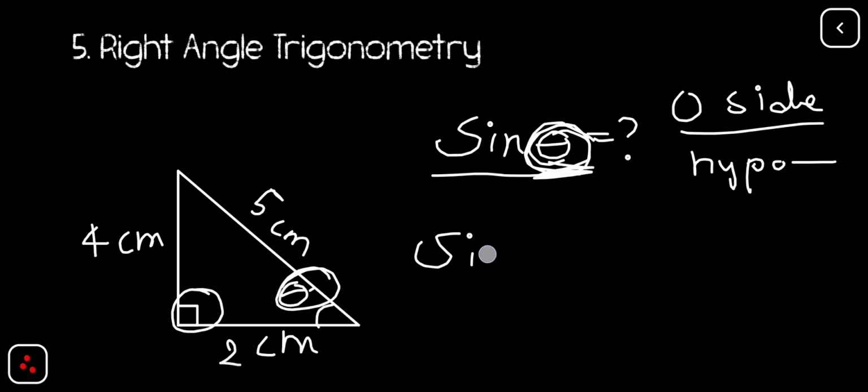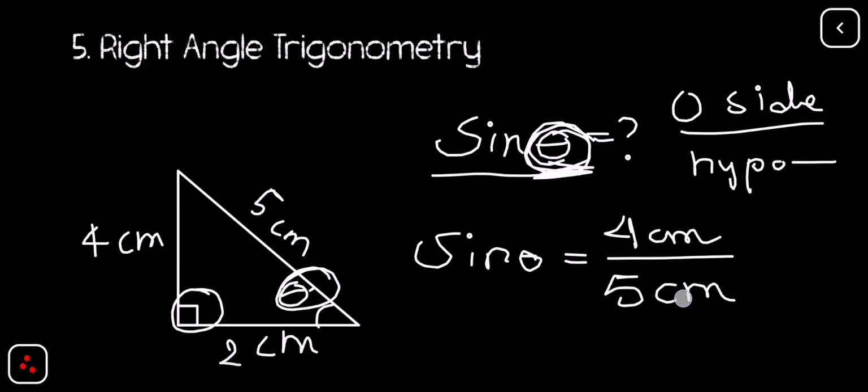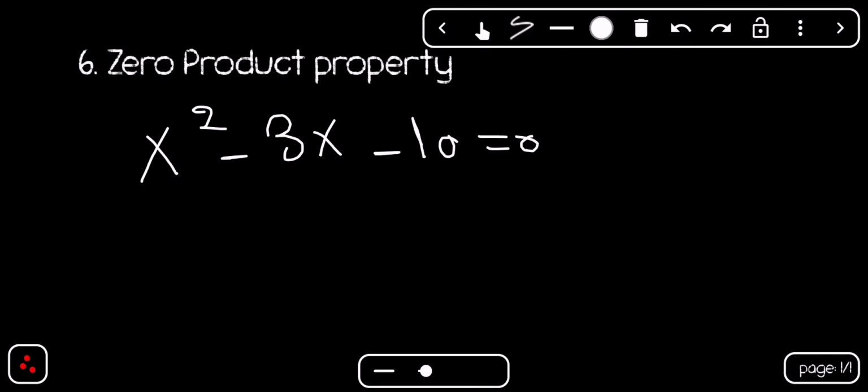But at first, just pay attention to what kind of sine it asks. It asks for sine theta, so sine theta is this one. So the opposite side is 4 centimeter, divided by the hypotenuse. The hypotenuse is 5 centimeter. So this will give you just 4 by 5. So sine theta is 4 by 5.